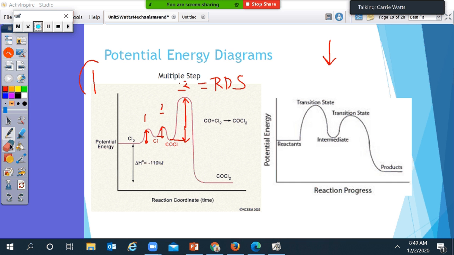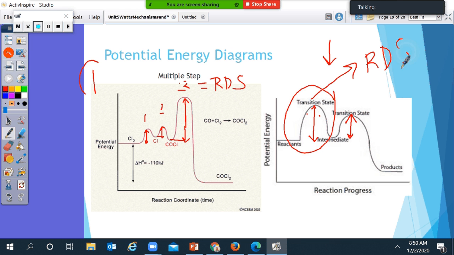Okay, but if they asked you which one is the rate determining step, you would have to look at the activation energies, and the first one having the highest activation energy would be the rate determining step. The one with the highest activation energy is the rate determining step.